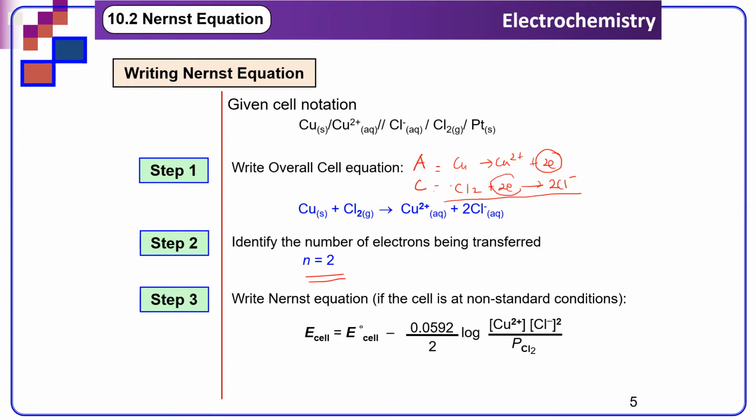Jadi, write the Nernst equation if the cell is at non-standard conditions. So, E cell sama dengan E naught cell minus 0.0592 divide by 2. 2 ni benda apa? 2 ni adalah number of electron. Okay, kita letak log concentration of copper 2 plus times concentration of Cl minus kuasa 2. Kenapa kuasa 2? Sebab dia 2 mol. Divide by pressure for Cl2. Copper solid tak termasuk dalam expression Q because dia adalah solid.